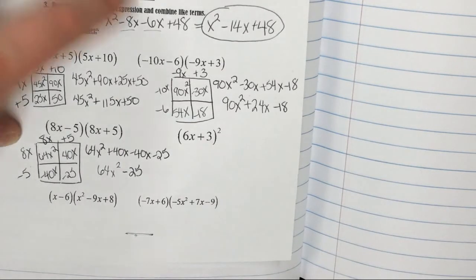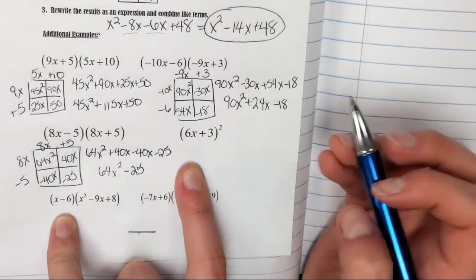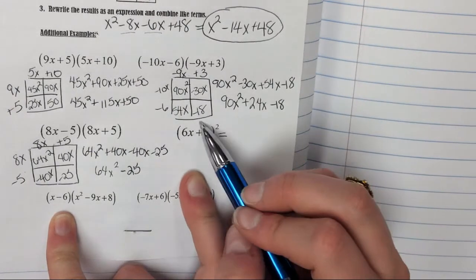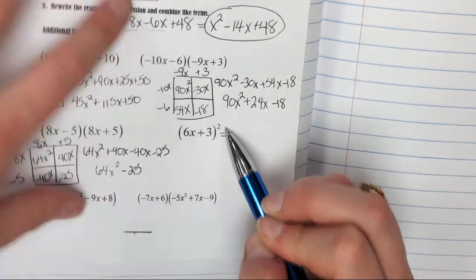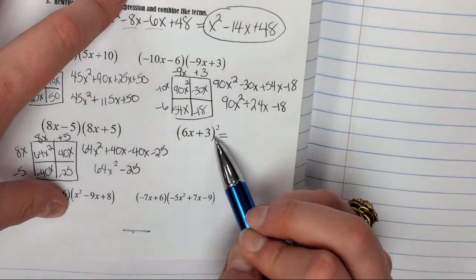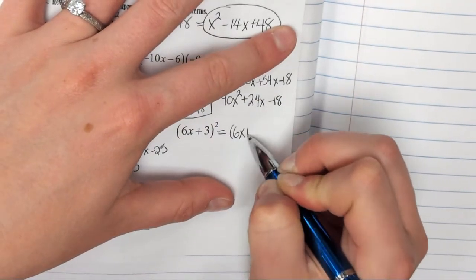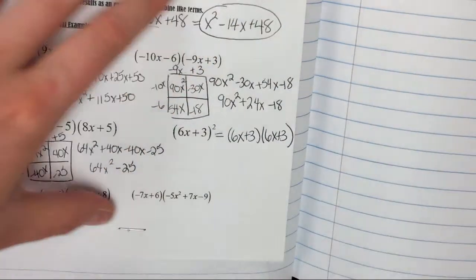Okay. Next example, I have 6x plus 3 squared. If we think about this in multiplication, when you see an exponent, it means you use your base with repeated multiplication 2 times. So in this case, my base is this entire expression right here. So in multiplication, this would be 6x plus 3 times 6x plus 3. And it's always a good idea to write that out.